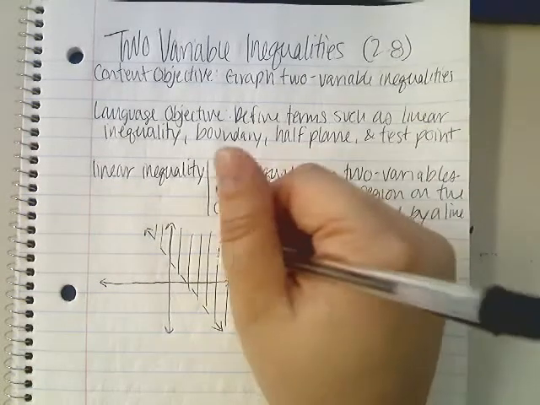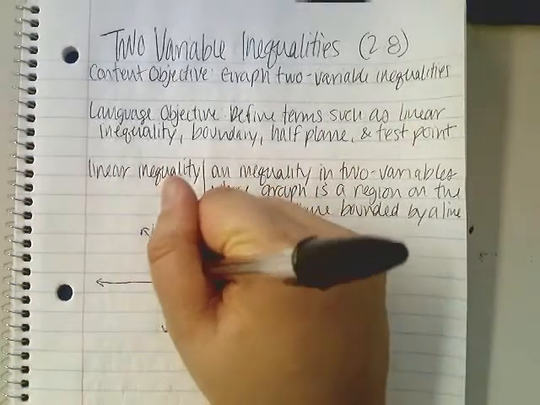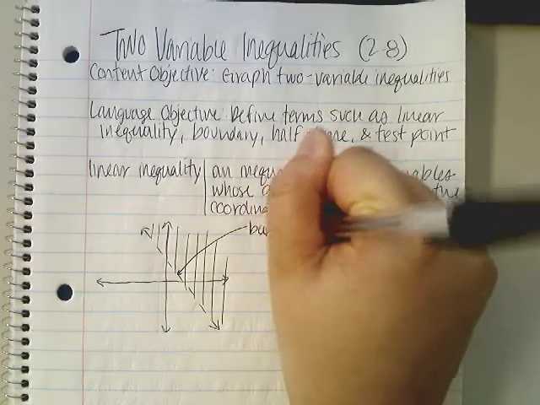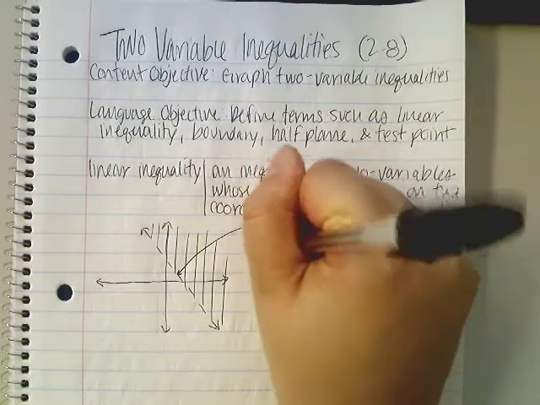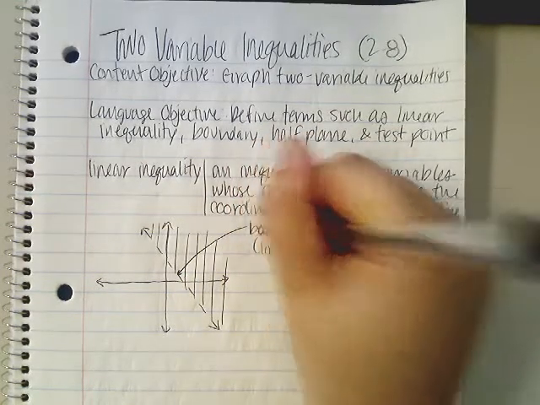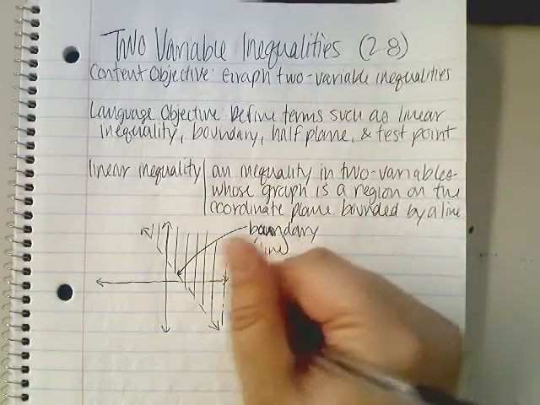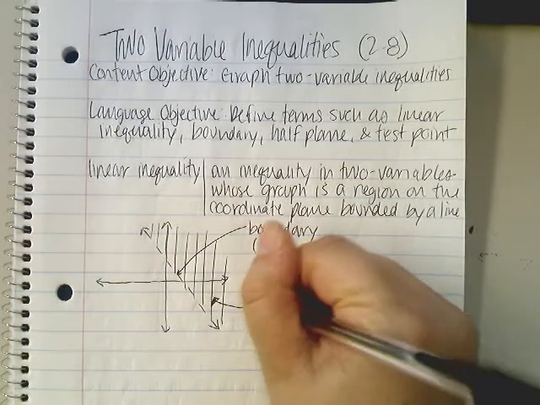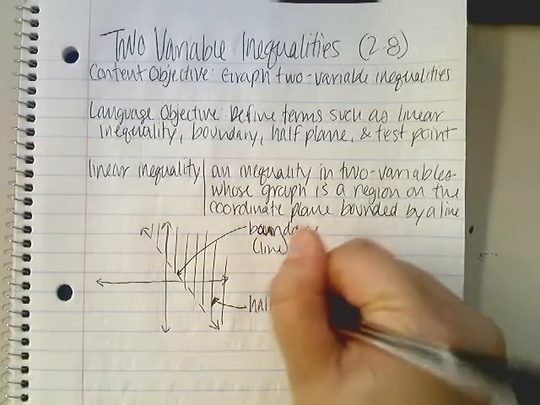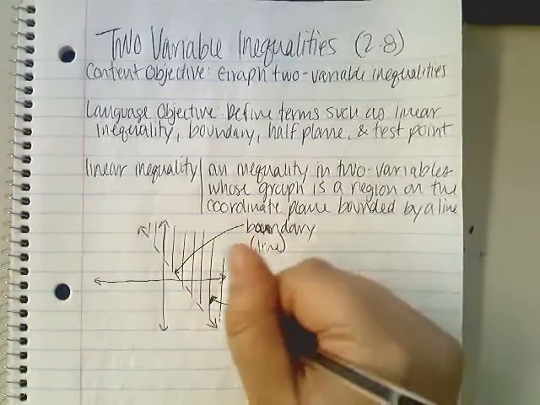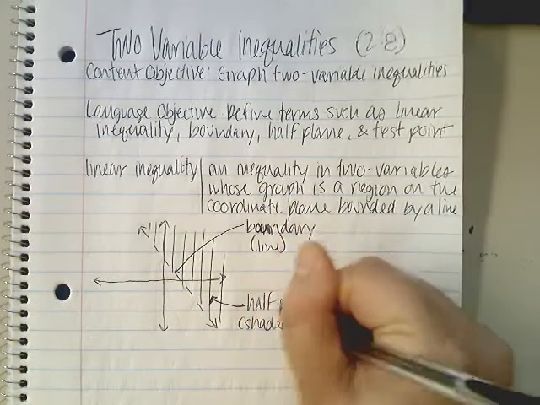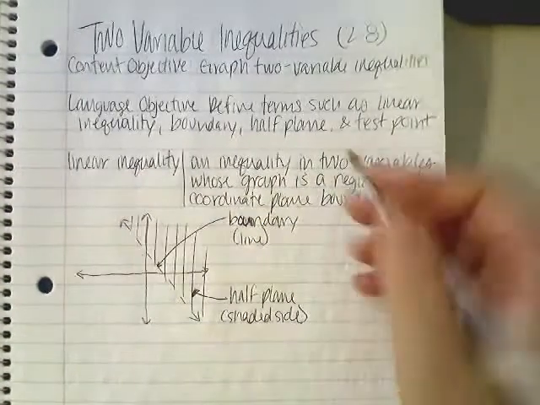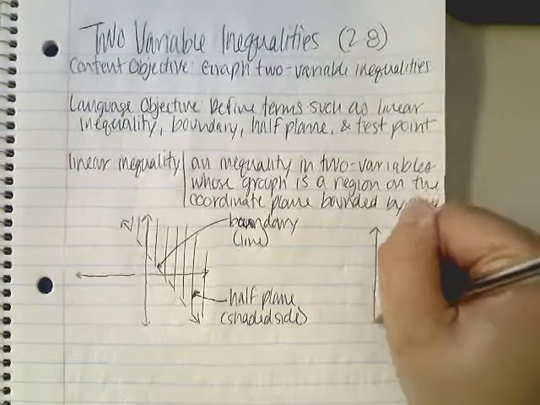So I'll label these things. We have our boundary line, or boundary, which is just the line that we've drawn. And then we have the half plane, which is the shaded portion, or the shaded half of the graph, which is, again, simply put, the shaded side. So in this example, I have a dashed line. We could also have a solid line.